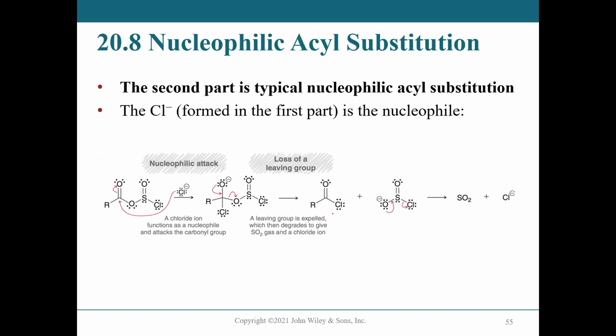So the first part of the mechanism converts the OH group into a better leaving group, which is accomplished in 3 steps. So part two of the mechanism is a typical nucleophilic acyl substitution, which is accomplished in 2 steps. First, we have a nucleophilic attack, followed by a loss of a leaving group. In this case, the leaving group further degrades to form gaseous SO2. So this is gaseous SO2 right here.